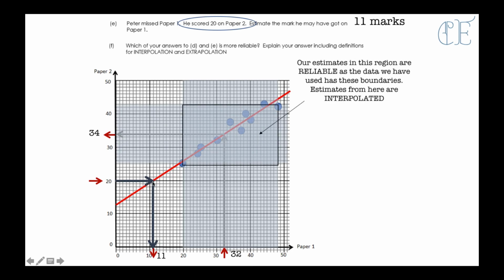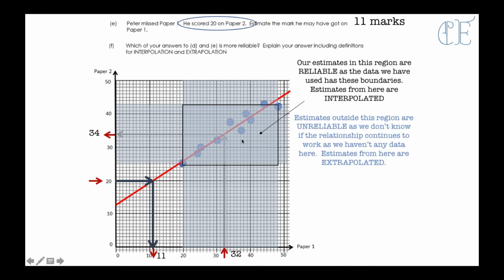We can say that our estimates in this region are reliable, as the data we have used has these boundaries. Estimates from here are interpolated. That means we've used data that we already know to get our answer. However, estimates outside of this region are unreliable, as we don't know if the relationship continues to work, as we haven't got actual data here. Estimates from here are extrapolated data, meaning we haven't actually used the data that we have, we've just extended our line. So it could be completely wrong and misinterpreted.